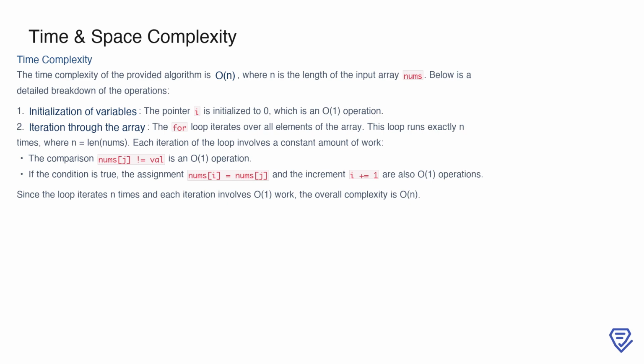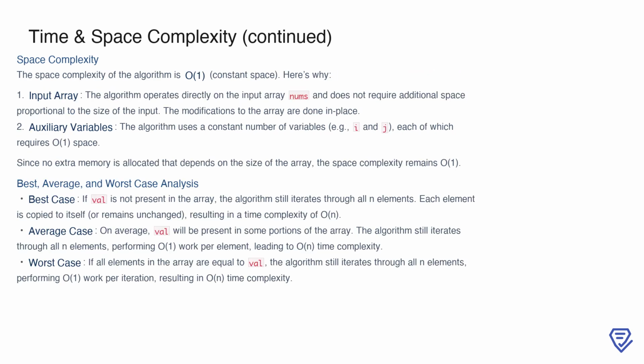Now let's discuss space complexity. The algorithm operates with a space complexity of O(1), which means it uses constant space regardless of the size of the input. This is because the algorithm modifies the input array nums directly, without creating a new array or using additional memory proportional to the size of the input. By working in place, it avoids any extra storage overhead. Additionally, the auxiliary variables I and j used in the algorithm are constant in size and do not depend on the length of the input array. Therefore, the total space usage remains constant.